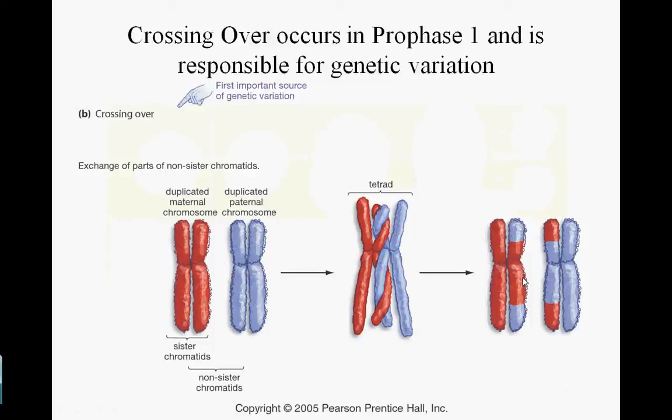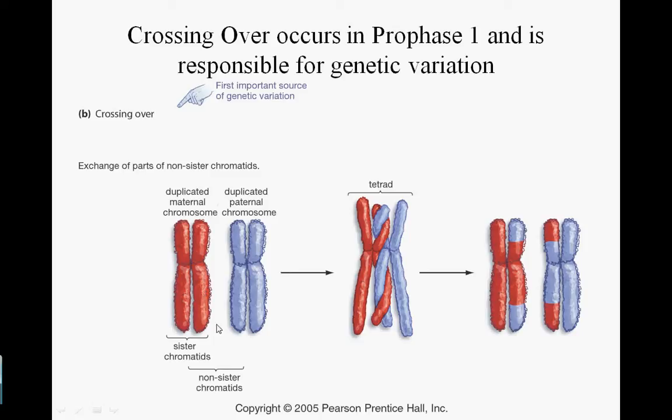So let's further elaborate on this genetic variation and the causes. Well, we talked about crossing over. It occurs in prophase 1, as I mentioned several times before. Crossing over just occurs when you have a duplicated chromosome. So we have homologous chromosomes from our parents, some from our dad, some from our mom, and we have sister chromatids right here.